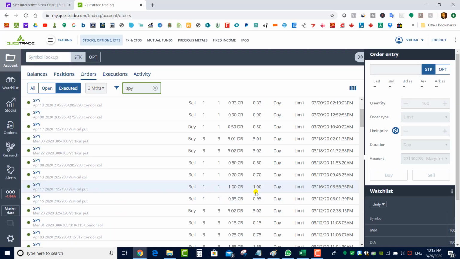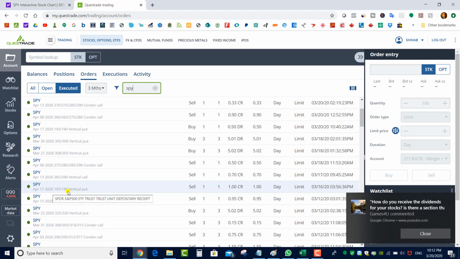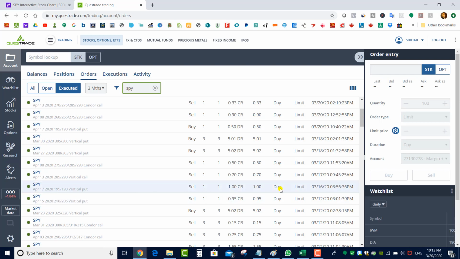So let me give you an example. I want you to look at this line over here. SPY April 17, 195, 190. So this is a put credit spread that I sold on the SPY March 16. I collected $1 to sell this put spread. My risk, of course, is the difference between the two strikes. So $5 minus the $1 that I collected. So my max risk is $4. I did this March 16.